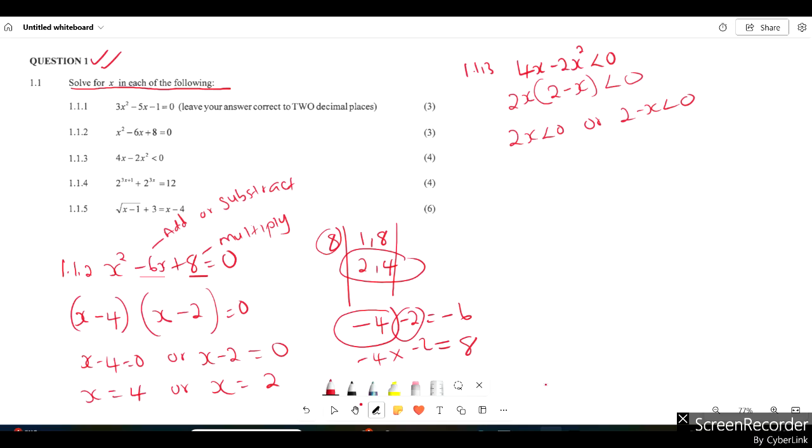So therefore, my x, because I'm going to divide by 2, my x is going to be less than 0, or x is going to be greater than 2. I'll take this to the other side. Guys, I'm going to represent this graphically.